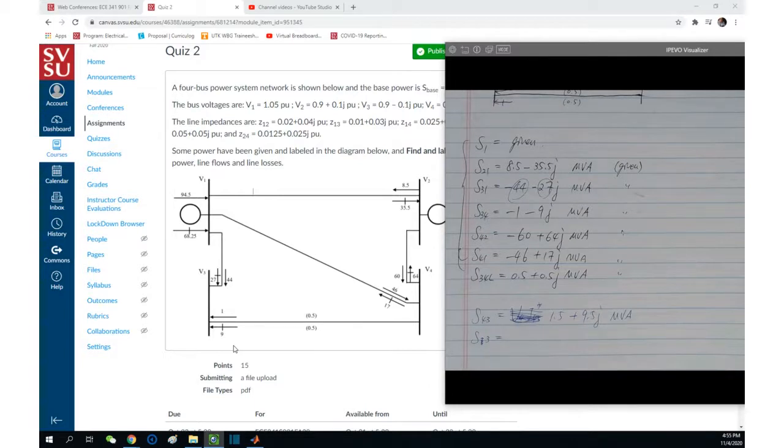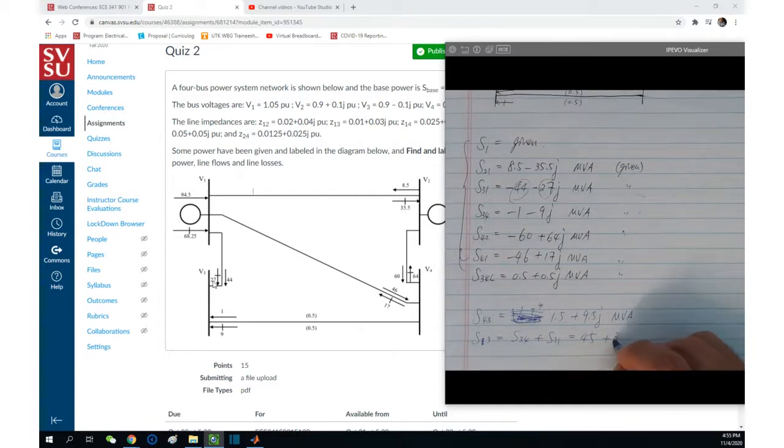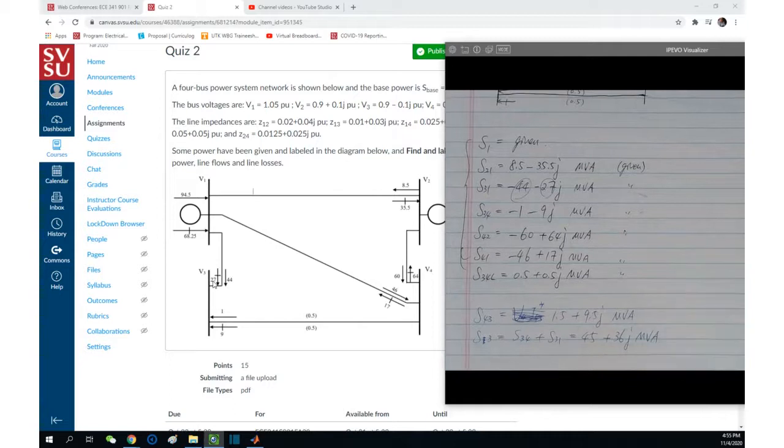You don't need to go through a very complicated calculation, right? S3 equals S34 plus S31. By reading the graph carefully, once again, 44 is active, 1 is active. You're summing up these two numbers. Similarly, you're summing up 9 and 27, right? So it was 45 as real power and 36 as reactive power, right?